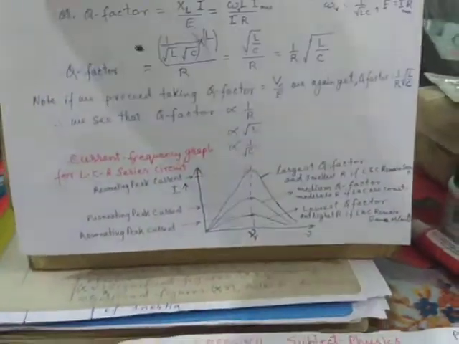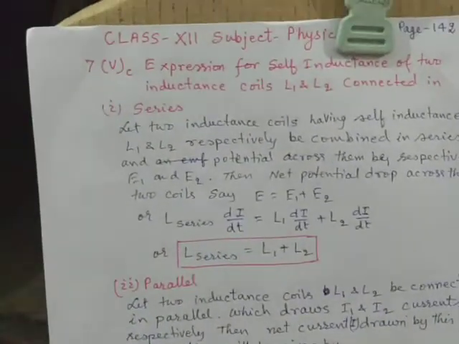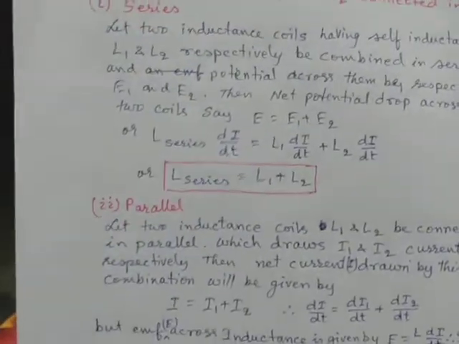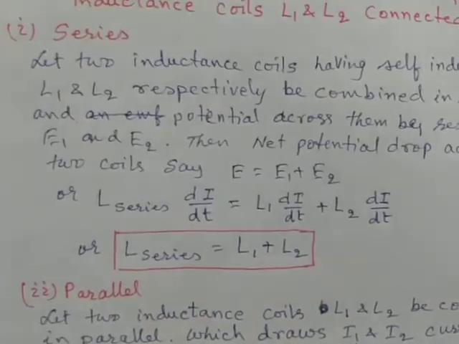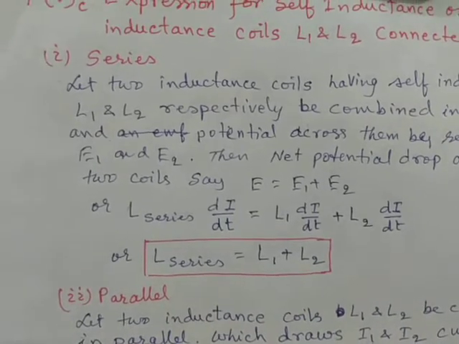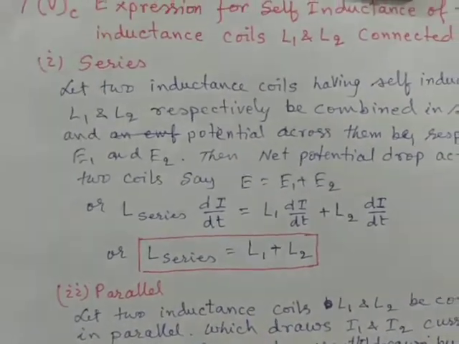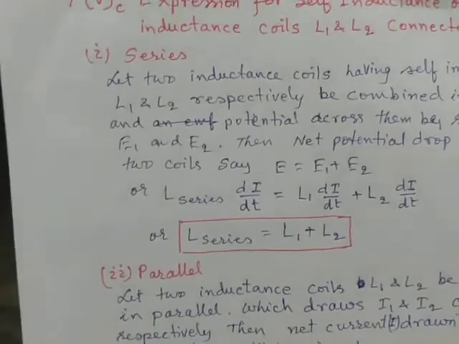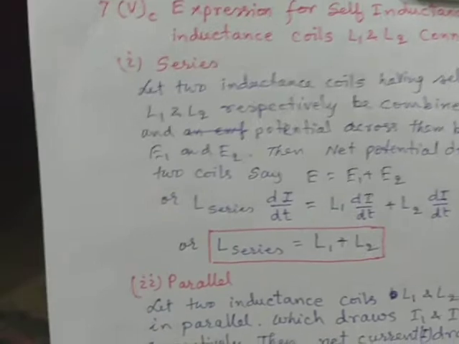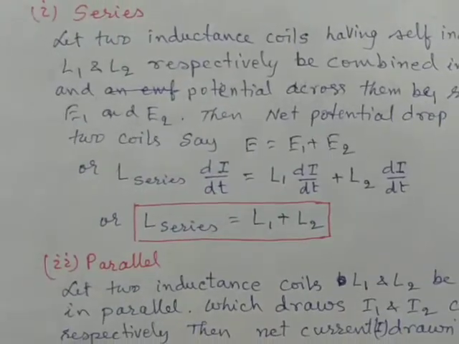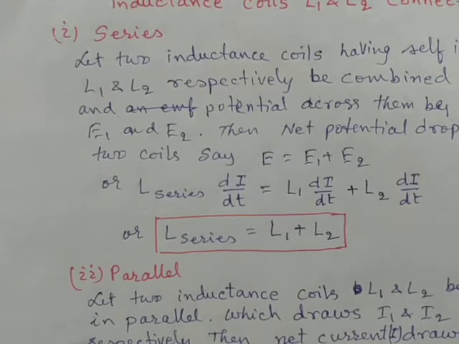Now students, we proceed to another topic which we have to study about the reactive circuits. When we take two inductance coils in series, then the total EMF across the coil will be the sum of individual potential drops. The total potential drop across the coil will be the sum of individual potential drops, and therefore we write E is equal to E1 plus E2.